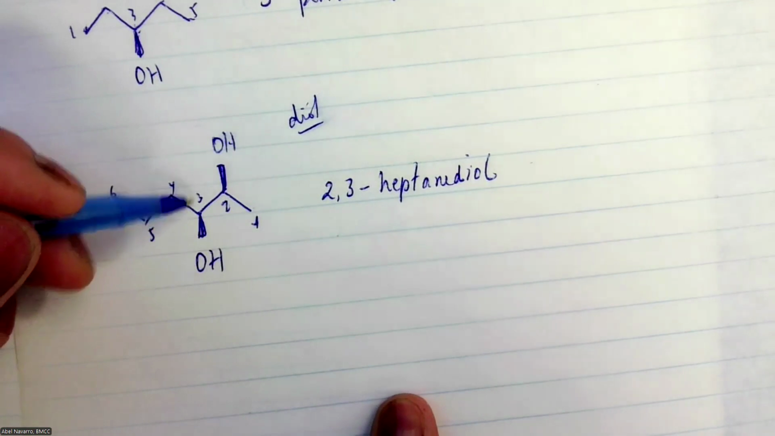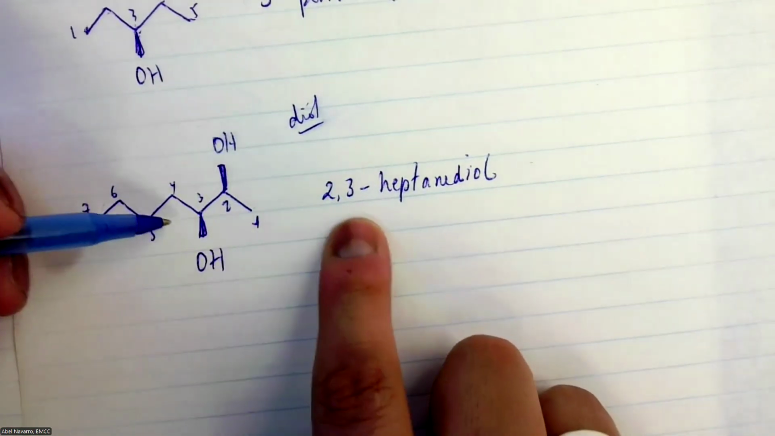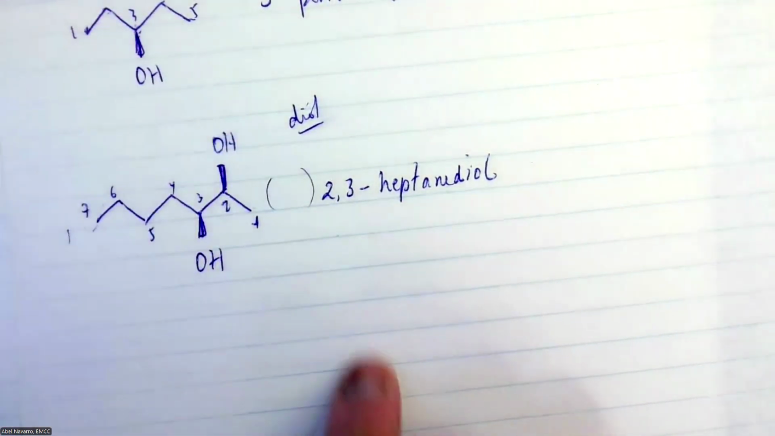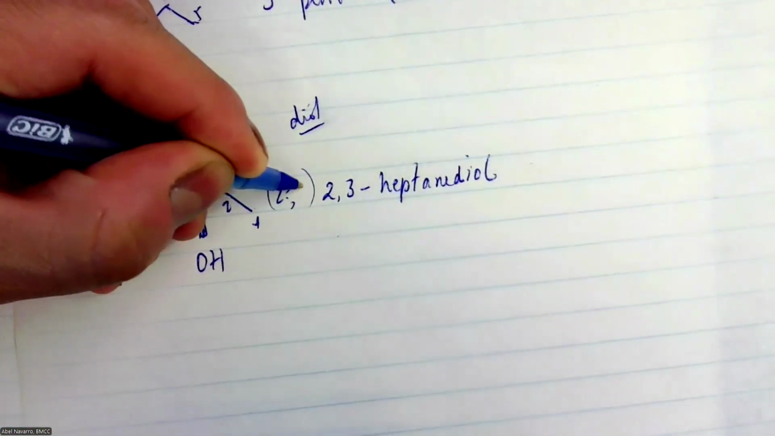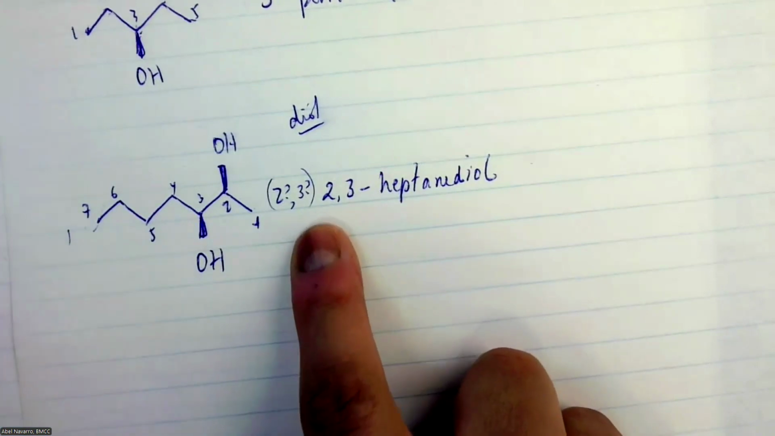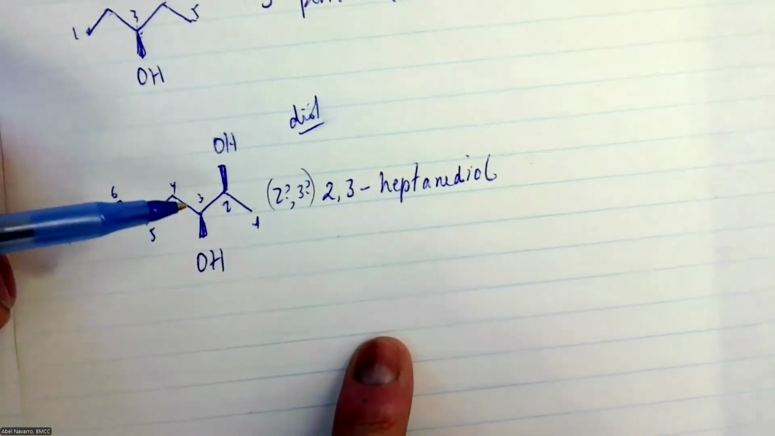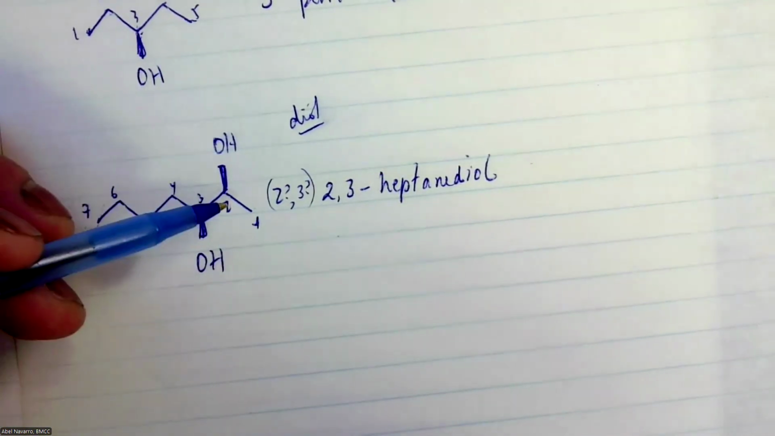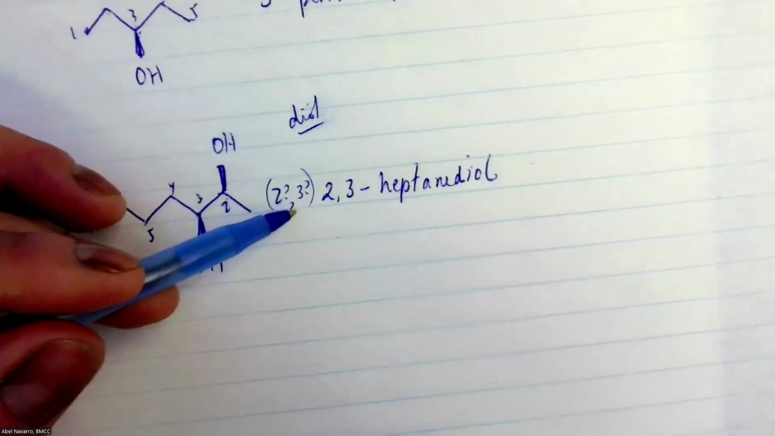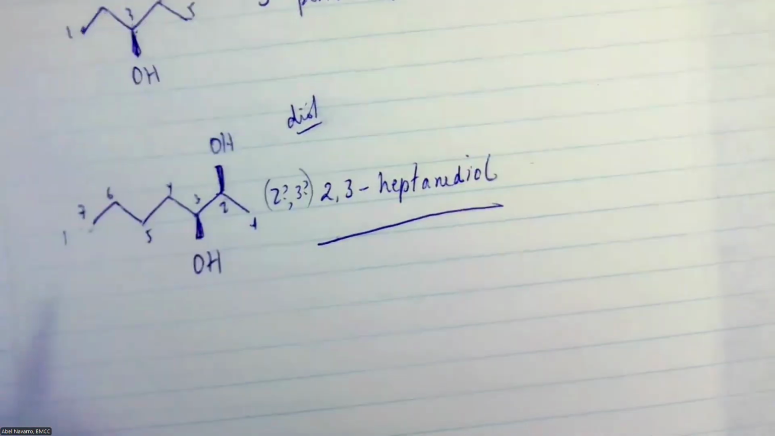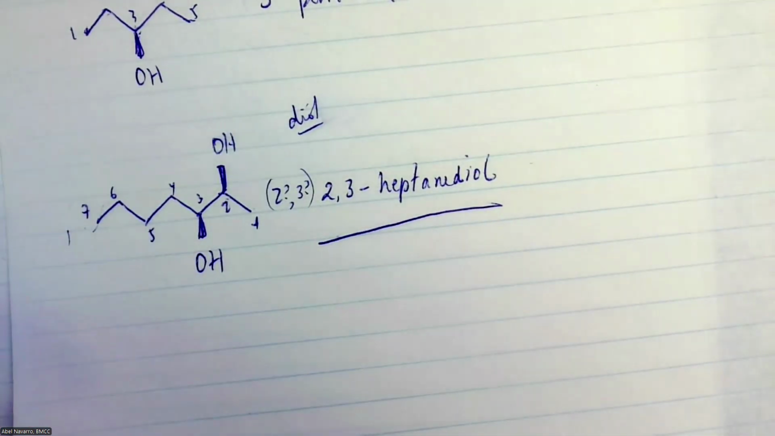Professor, but they are chiral. Should I also include the RS? Yes, technically you have to include the RS. 2 whatever, comma 3 whatever. I'm not going to do the chiral analysis, the R and S, but you should include the chirality of carbon number 2 and the chirality of carbon number 3. That will be the official name for this compound.